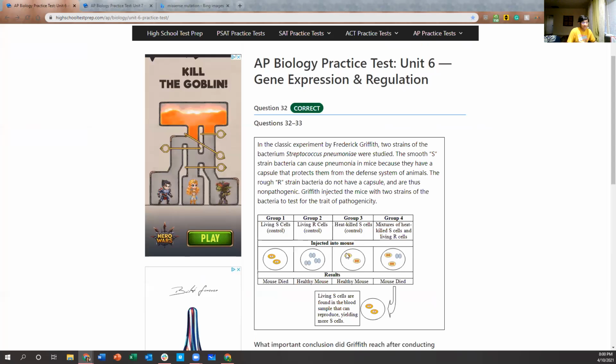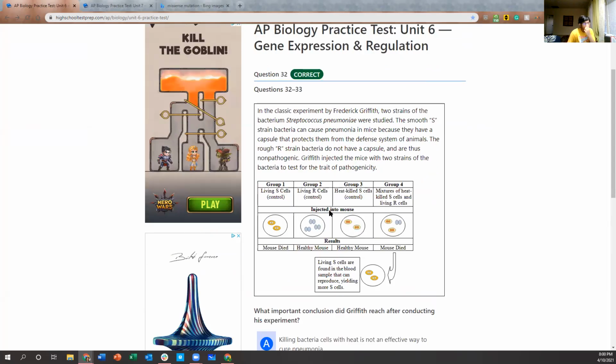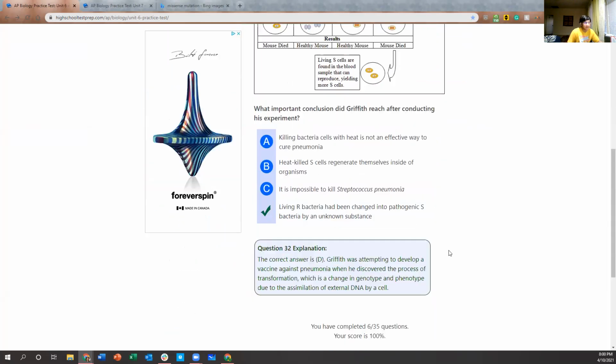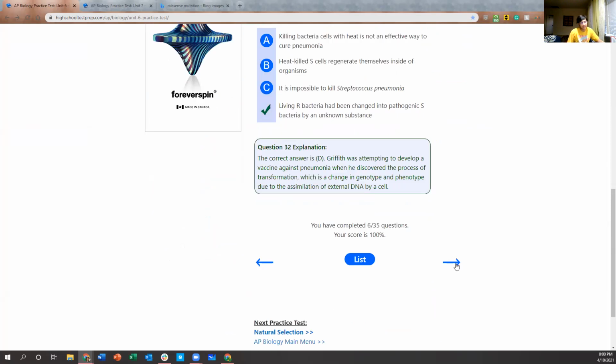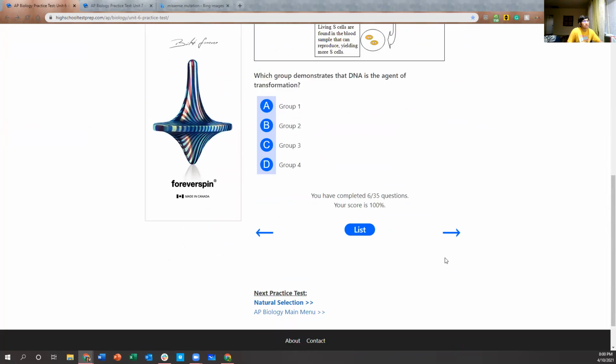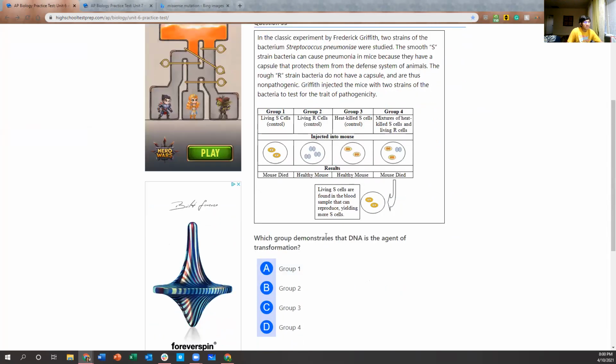So we can see that. You can read this on your own, but you should probably be familiar with Griffith's experiment. This was on the last test, but once again, since we're starting to get close to the AP exam, it's good to start reviewing. Okay, which group demonstrates that DNA is the agent of information?